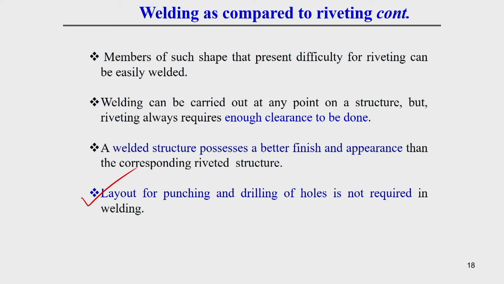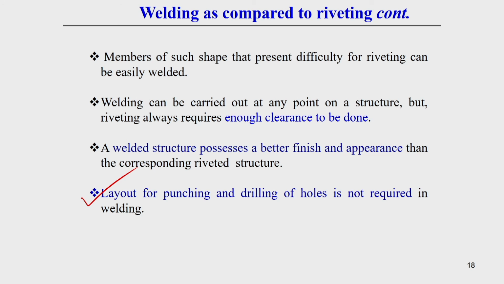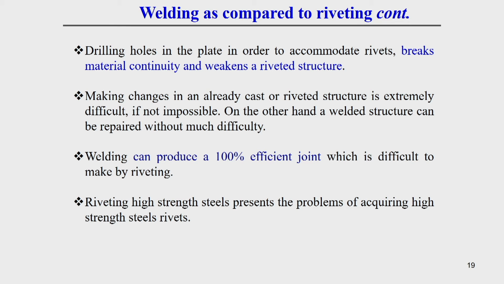This is a very important aspect in the case of the welding process. It is very much essential in the case of the riveting process. Generally, once we put some holes in a structure, these drilled holes in the plate break the material continuity and weaken a riveted structure. Making changes in an already cast or riveted structure is extremely difficult, if not impossible. On the other hand, a welded structure can be repaired without much difficulty. Welding can produce a 100% efficient joint, which is very difficult to make by the riveting or casting process.